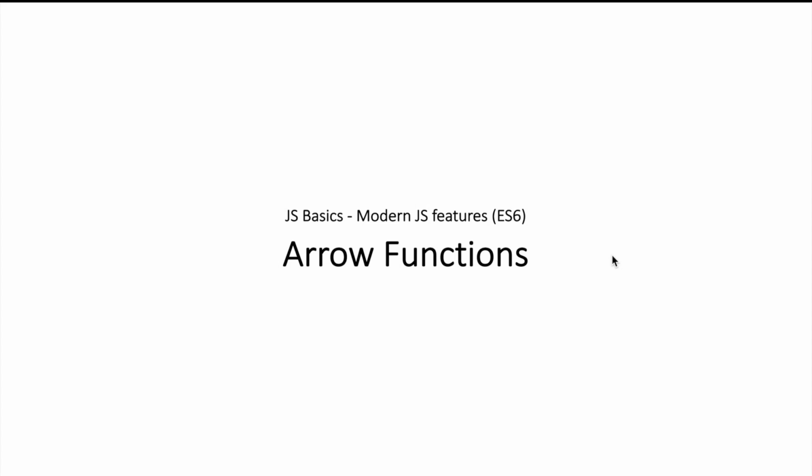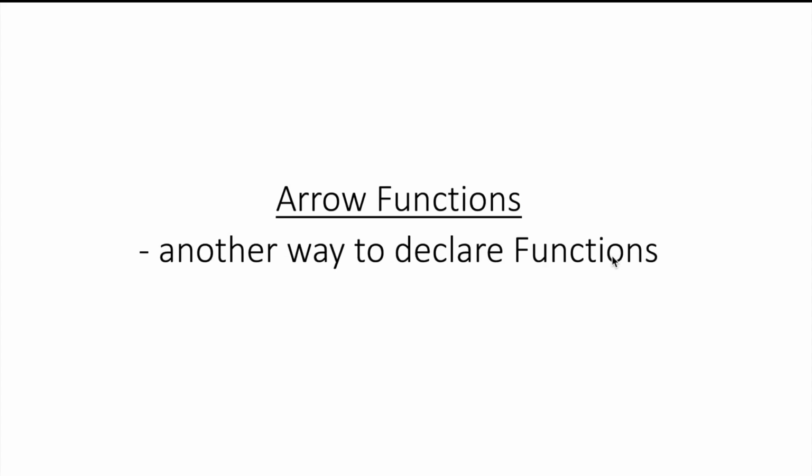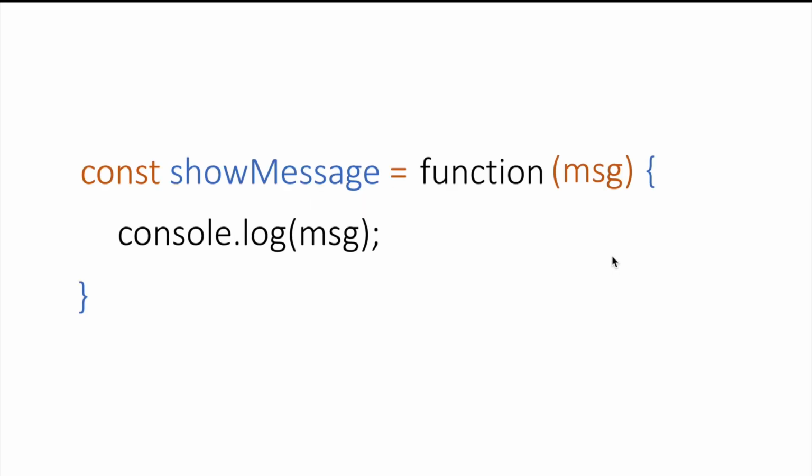Let us discuss arrow functions. Arrow functions are another way to declare functions. Here we have a traditional function definition where we have the function keyword and one function parameter, msg, and then we have the function body within curly braces.